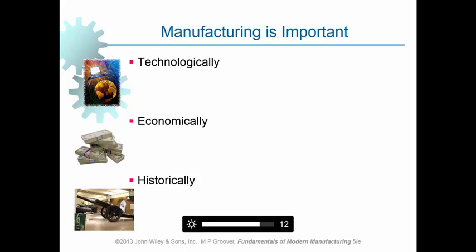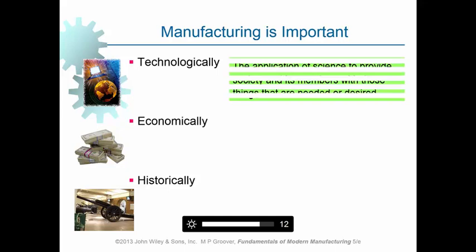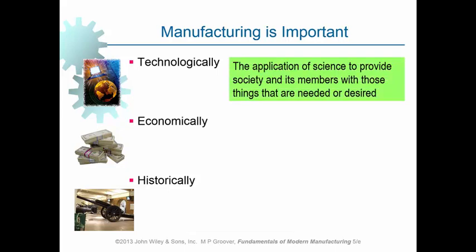Well, manufacturing is important. Why is manufacturing important? Well, we can say that manufacturing is important technologically, economically, and historically. Technologically, we can say that it is the application of science to provide society and its members with those things that are needed or desired. So manufacturing is technologically important because it is the application of science to make useful products, making our life easier and more comfortable and also safer.